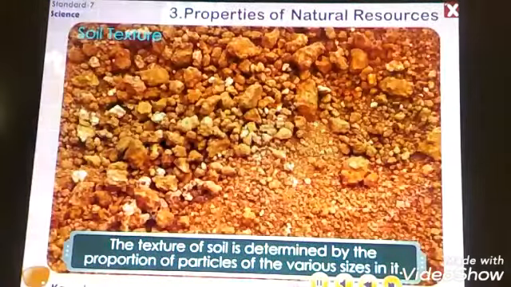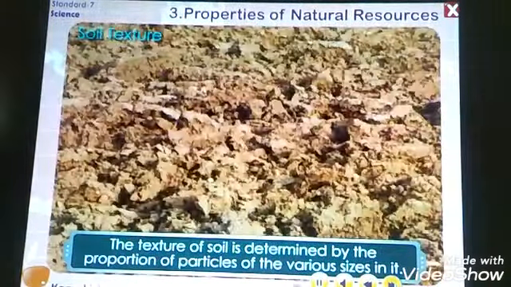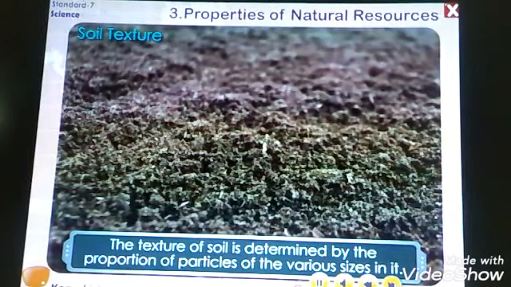Soil's texture. The texture of soil is determined by the proportion of particles of the various sizes in it.